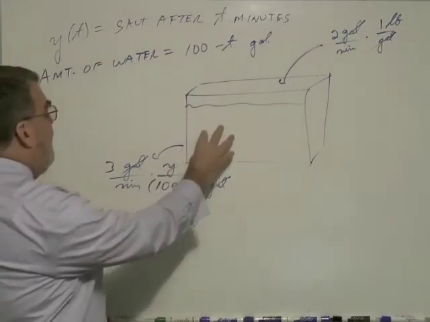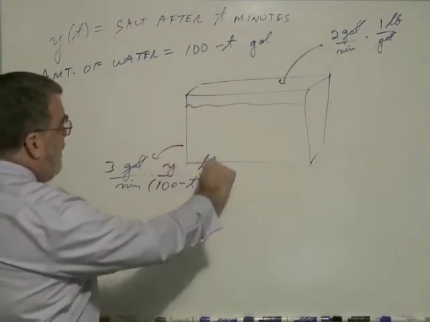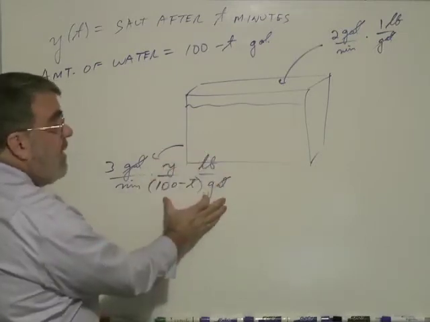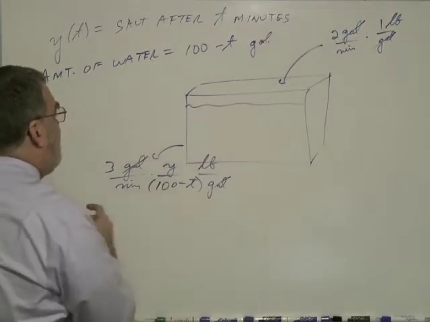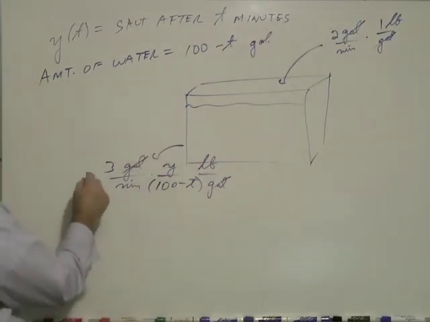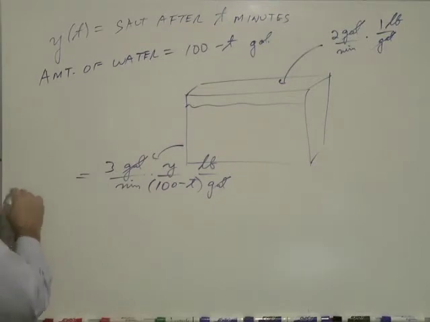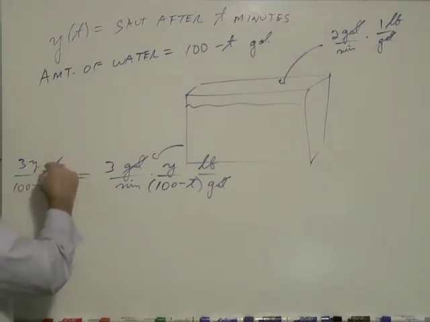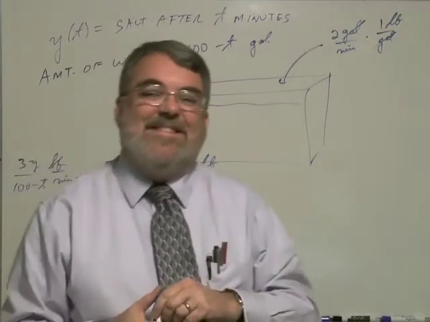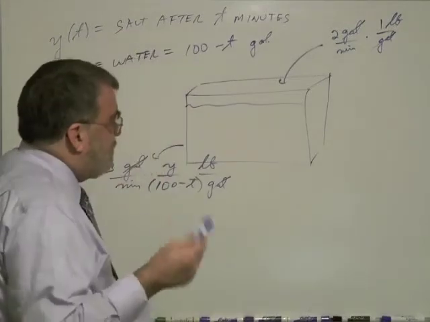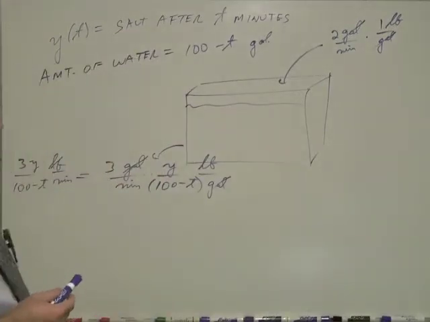So that means the concentration coming out is the amount of salt in the tank, y pounds, divided by the amount of water, 100 minus t gallons. Multiplying by the 3 gallons per minute, the gallons cancel, so the rate at which salt leaves the tank is 3y over 100 minus t pounds per minute. All right, so these are important considerations. And so let's see if we can set up our differential equation now.